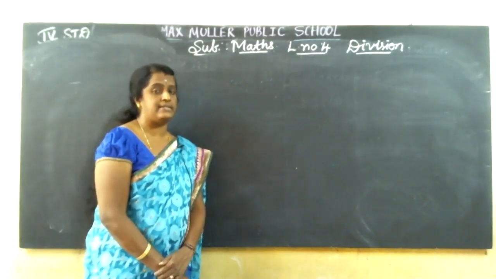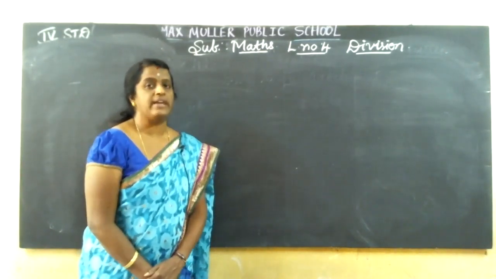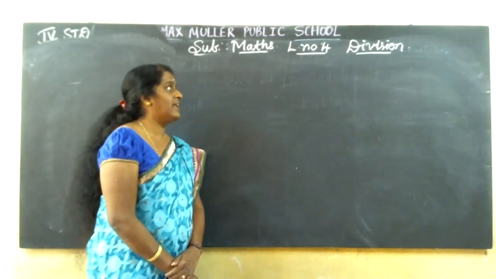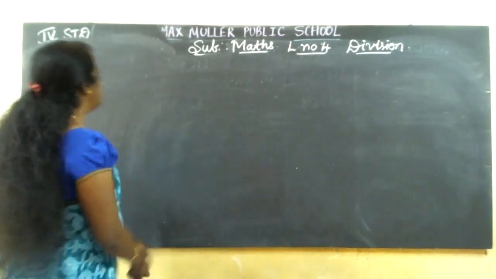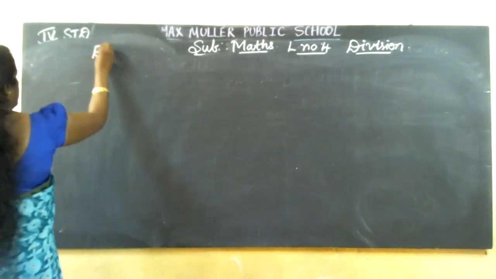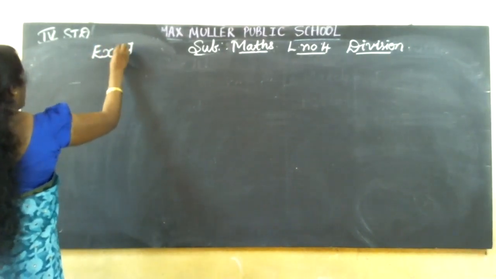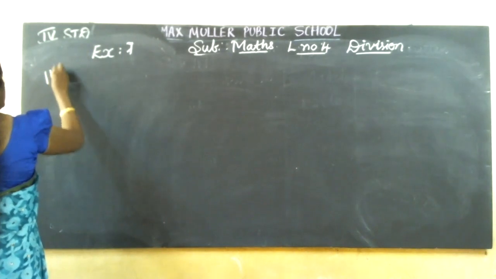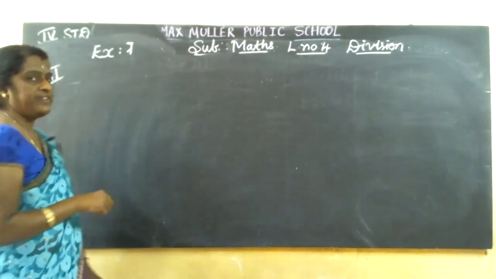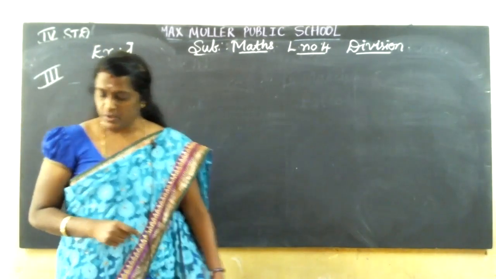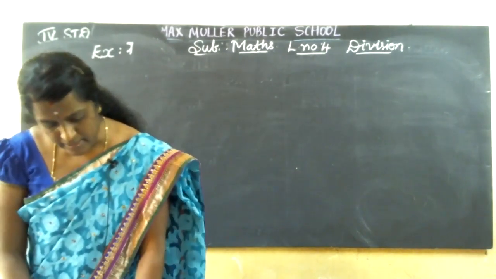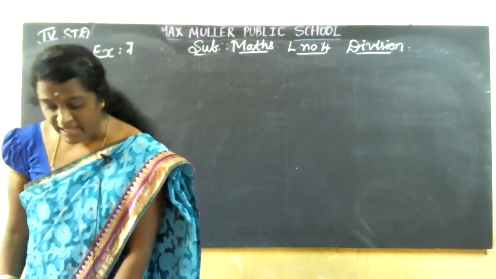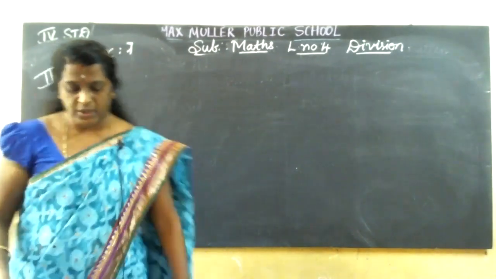So we completed exercises 1, 2, 3, 4, 5, 6. Yesterday, last class, I started exercise 7. Yes, no, children? Exercise 7. I have completed first main and second main. So now we'll go for third main. Third main: divide and check your answer.